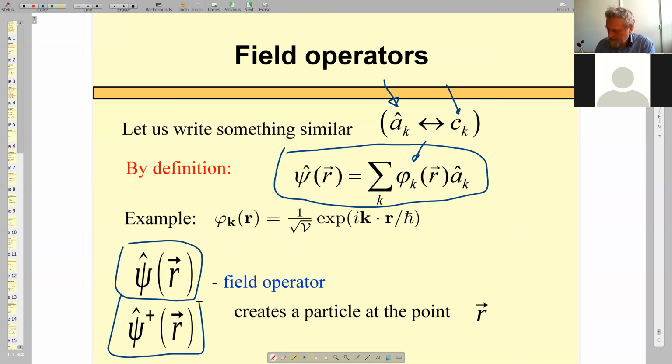How good are we doing on time? Oh, that's not bad.